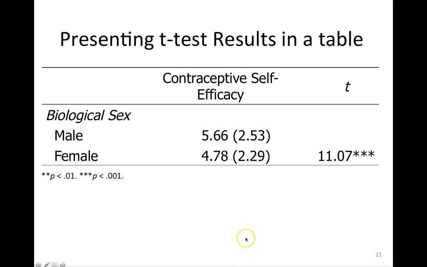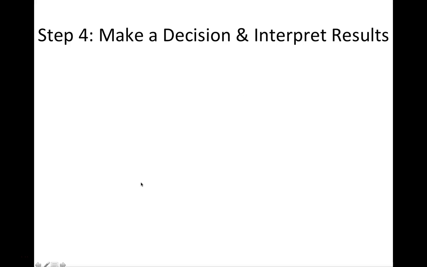So if we put this in a table, we would report biological sex, male, female, and the levels of contraceptive self-efficacy for each group. So here's the mean and the standard deviation, the mean and the standard deviation, and here is our t-value. In most tables, we'll use asterisks. Some tables will actually give the exact p-value, particularly if you're reporting on a range of statistics. Then down here we give a sense that 2 stars means p is less than 0.01, 3 stars means p is less than 0.001, which it is in our situation.